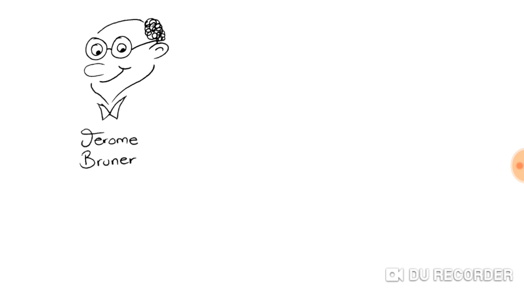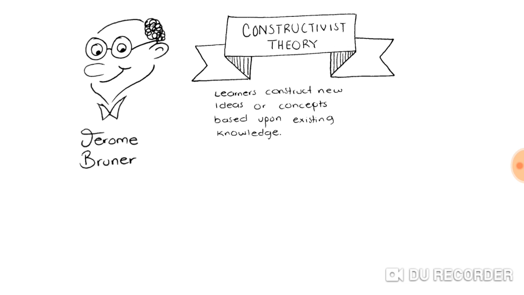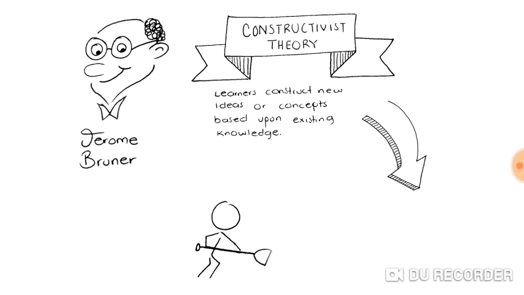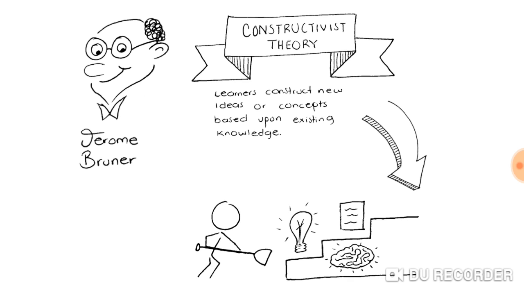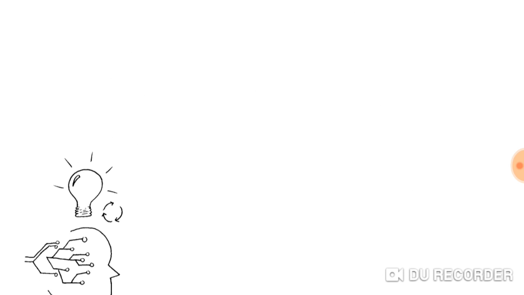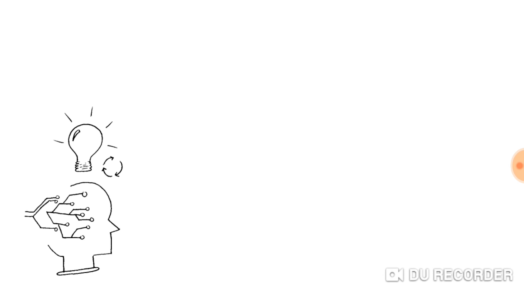In this video, I am going to talk to you about Jerome Bruner and his theory. Jerome Bruner is considered one of the founding fathers of constructivist learning theories. Bruner's theory is based on the idea that learners construct new ideas or concepts based upon existing knowledge. He states that learning is an active process. There are 4 facets to the process.